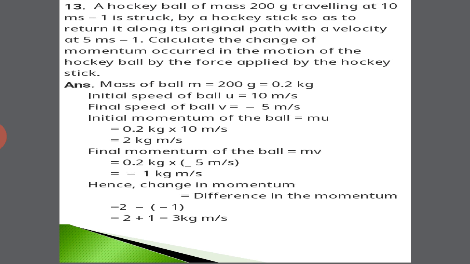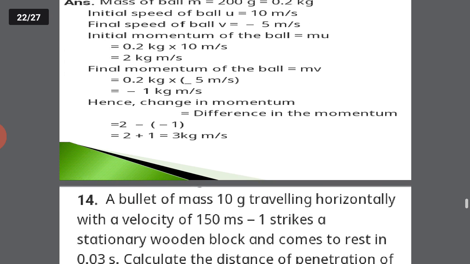Calculate the change in the momentum that occurred in the motion of the hockey ball by the force applied by the hockey stick. Mass, we all know, is 200 gram, 0.2 kilogram. Initial speed is 10 meter per second, final speed is minus 5. Initial momentum is mu, final momentum is mv. Change in momentum, very easy. Change in momentum is equal to the difference in momentum, 2 minus 1, it is 3 kilogram meter per second. Got it? Let's move further.